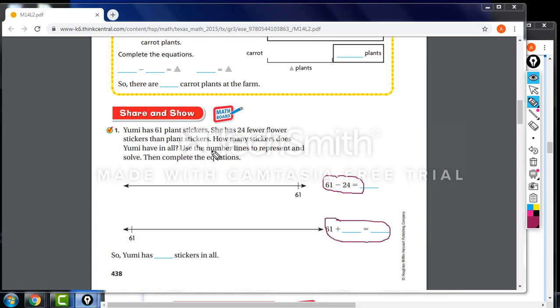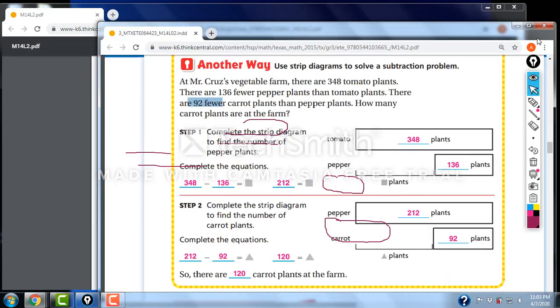So use the number lines to represent and solve and complete the equation. How many stickers does Yumi have in all? Well, we have to subtract first. We know that she has 24 fewer flower stickers than plant stickers. So take a minute to look at that equation.